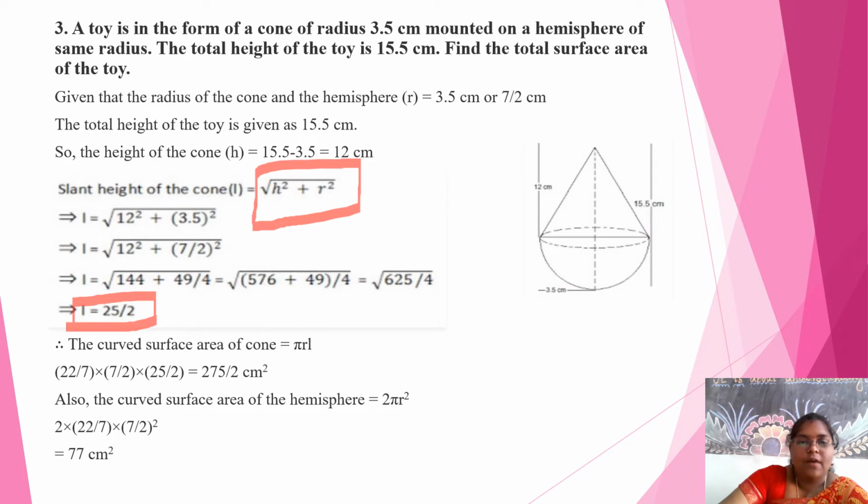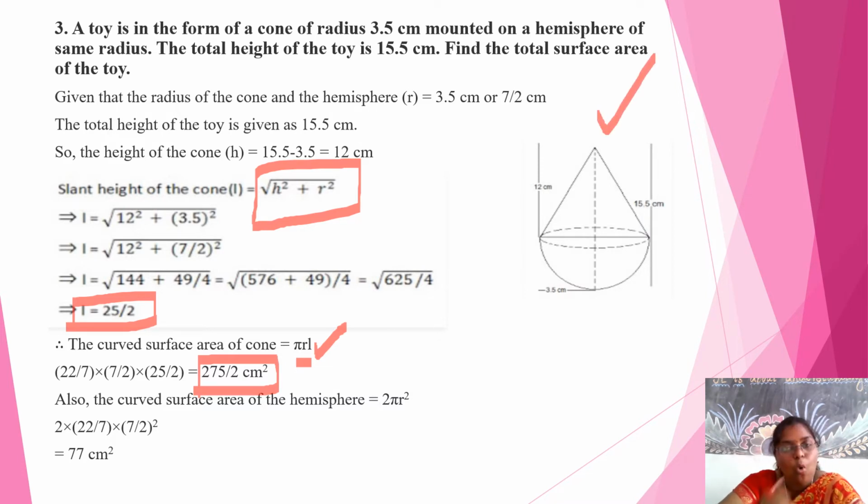So now we are going to find the curved surface area of the cone, pi r L. Instead of pi, 22 by 7 into radius 7 by 2. Why are we keeping 7 by 2? For easy cancelling. Otherwise you can directly keep 3.5. 7 by 2 into L, which we found just now, which is 25 by 2. While simplifying, we are getting 275 by 2 centimeter square. This is the curved surface area of the cone. So this first part is over.